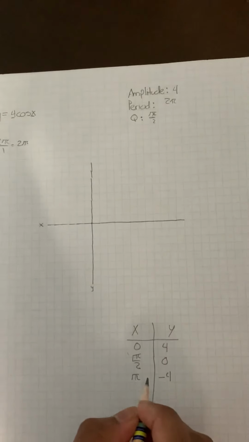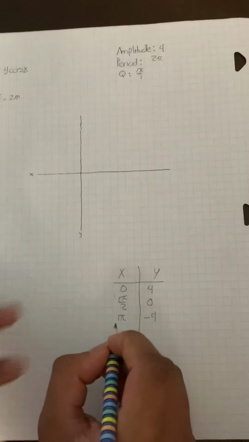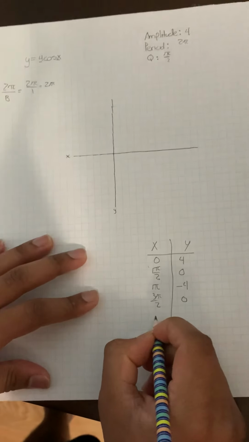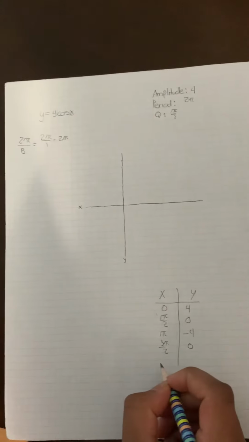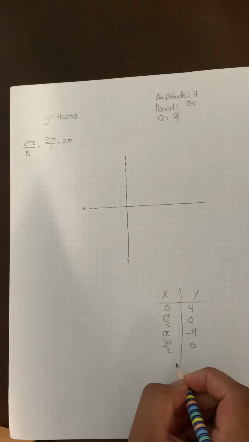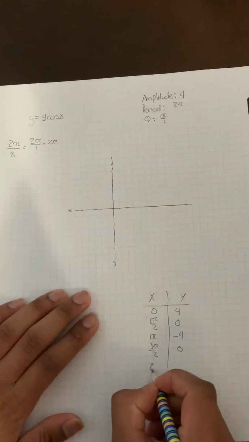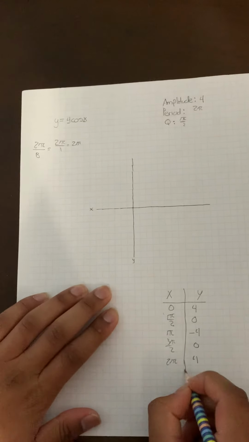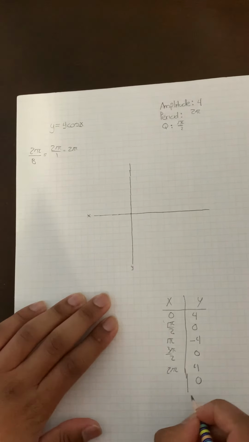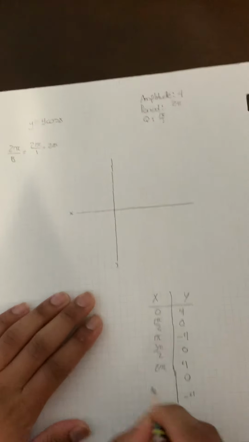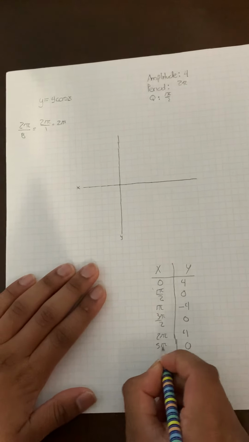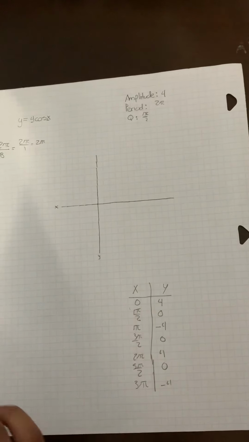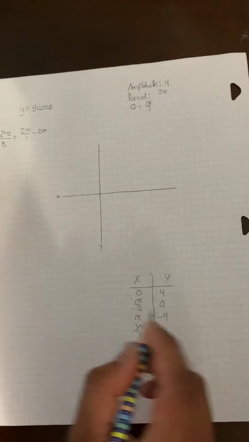So now we've identified the pattern. For 3 pi over 2, it would be 0. And then we add another quarter, and that would be 2 pi, and for that we would have 4. Then 0, and then -4 again, for 5 pi over 2 and 3 pi.